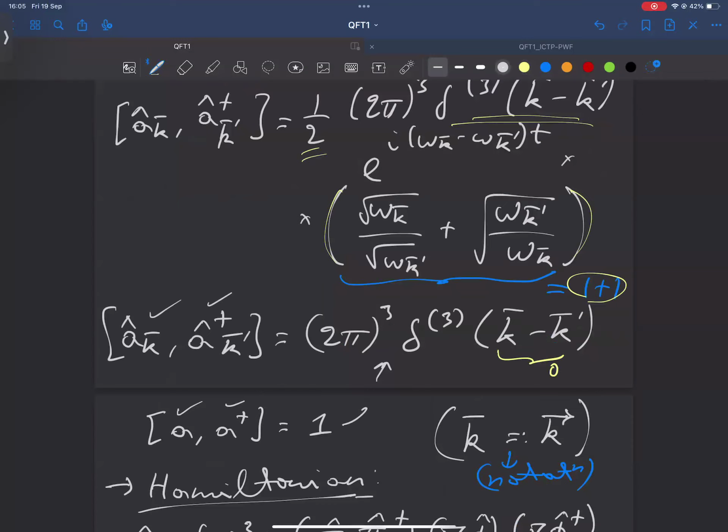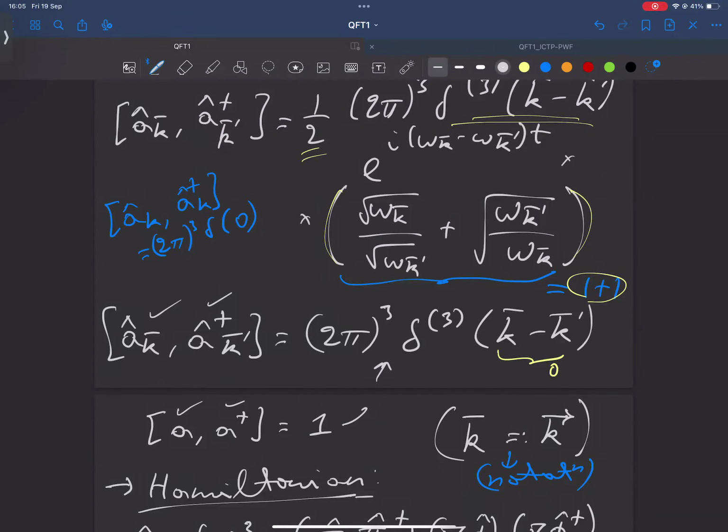Sorry, here I made a mistake. It should be k prime, a delta of 0 here. And that is when you are looking at the same modes. So if you do this, then instead you have just the delta of 0. But otherwise, if you have a different mode, then you get a k minus k prime.